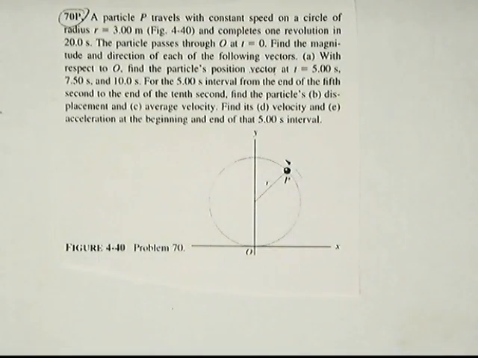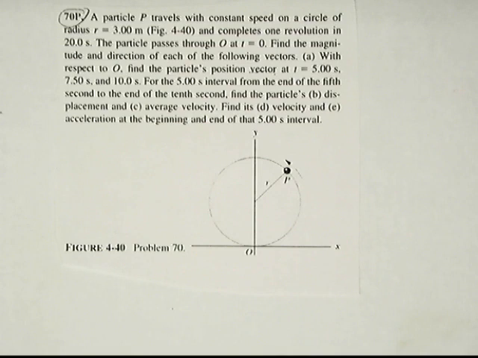Find that with respect to t = 5 seconds, 10 seconds. For the 5-second interval, from the end of the 5th second to the end of the 10th second, find the particle's displacement, which is going to be a displacement vector that you're going to have to figure out. And then we'll probably find the magnitude of it. Then the average velocity. They use the word average now, not instantaneous. And then D, find its velocity and acceleration at the beginning and end of that 5-second interval.